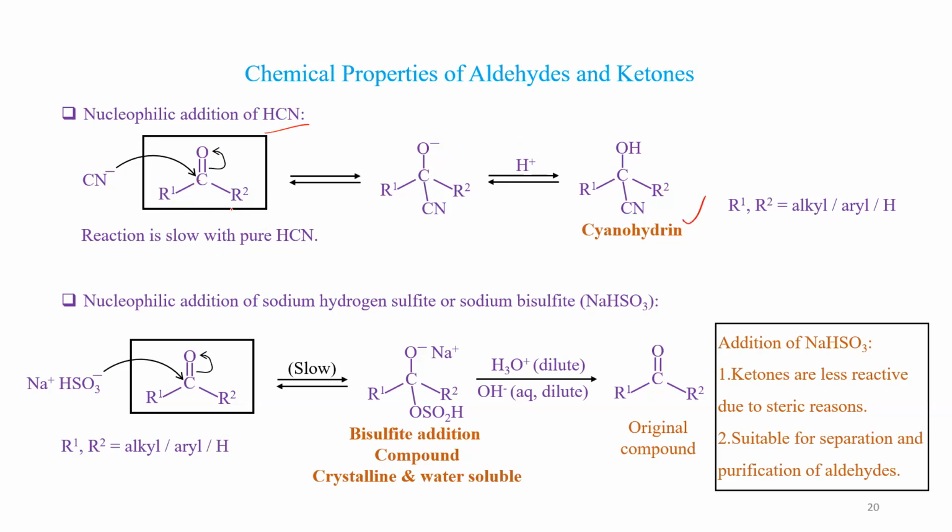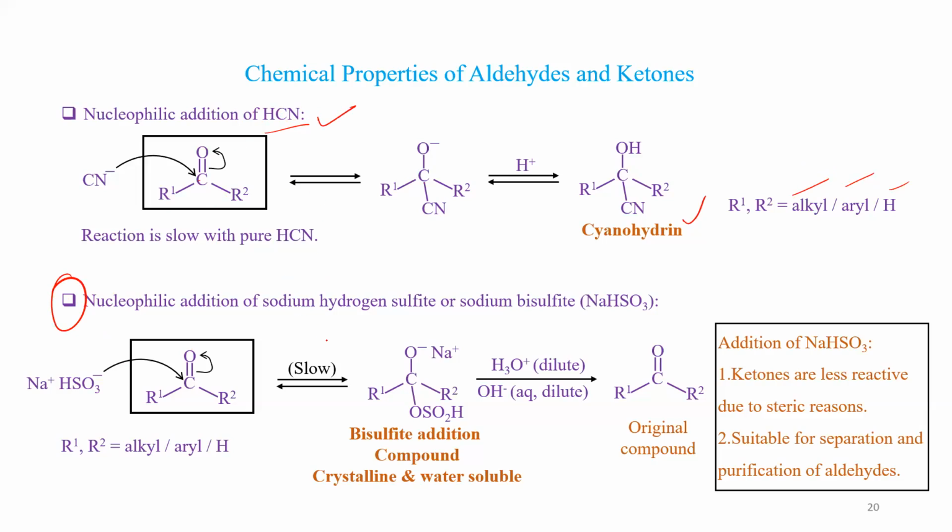This reaction can happen to aldehydes as well as ketones. R1, R2 can be alkyl, aryl, or hydrogen also. Both aldehydes and ketones undergo this reaction. So this was nucleophilic addition of HCN.